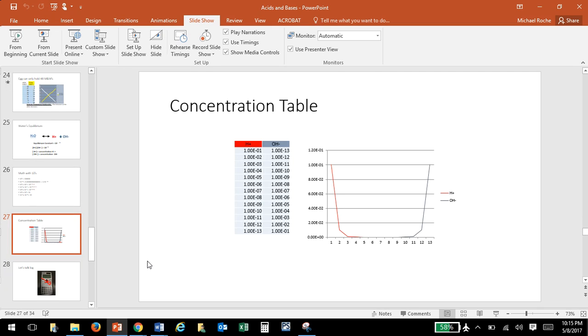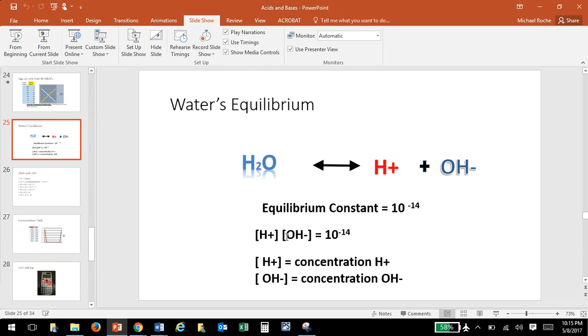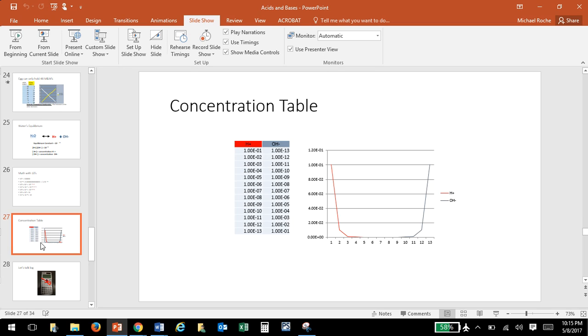So given that, if our concentration table here is drawn out as this is, the concentration of H plus times the concentration of OH minus equals 10 to the minus 14, then that means that if 1 times 10 to the minus 1 is the H plus concentration, the OH concentration has to be 1 times 10 to the minus 13, since those multiplied together will equal 10 to the minus 14. Minus 1 plus minus 13 is minus 14.